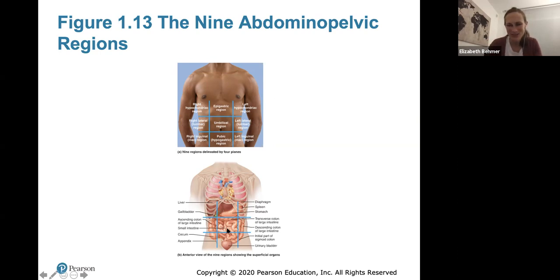I'm not going to ask you, like, which region does the small intestine lie in, because it lies in several. It'll be really clear.